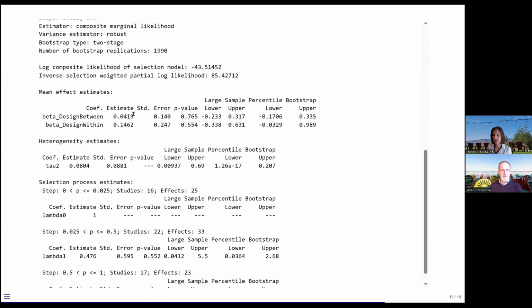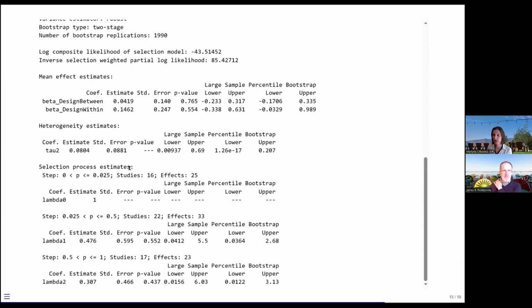The results here present our estimates for our between and within subjects designs, and you'll see that these drop down even further than previously. Now, looking at the selection process estimates, we see that we have an additional lambda estimate. We have a lambda 1 of 0.476 and a lambda 2 of 0.307.